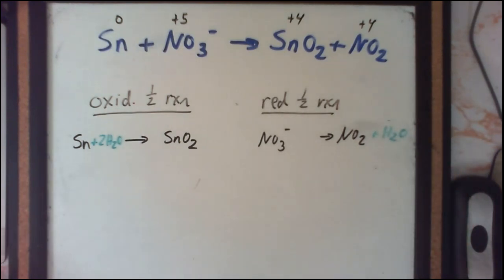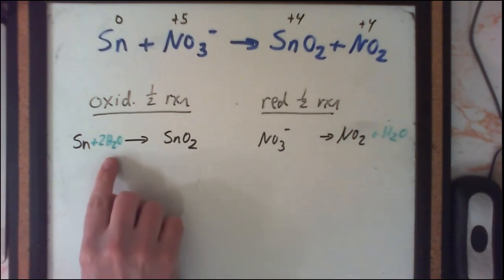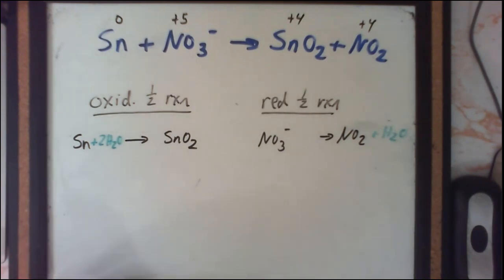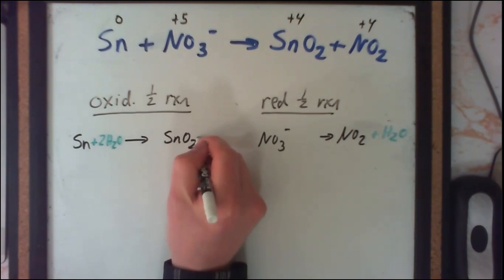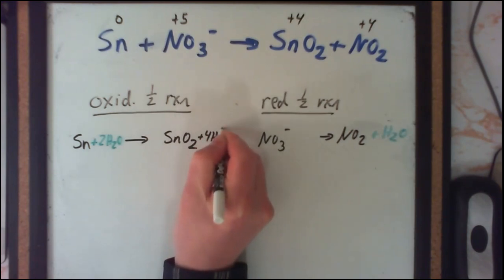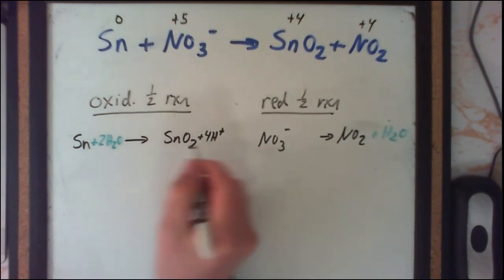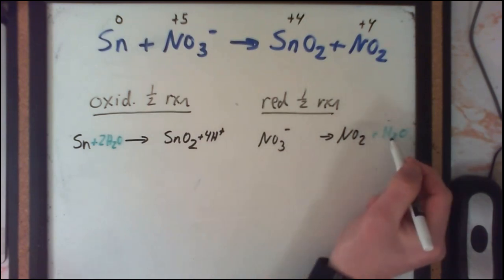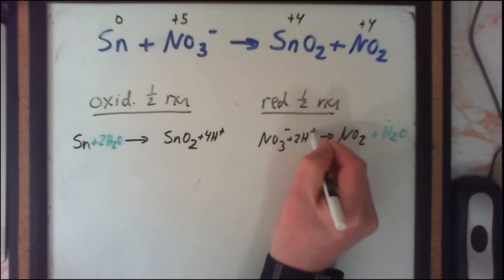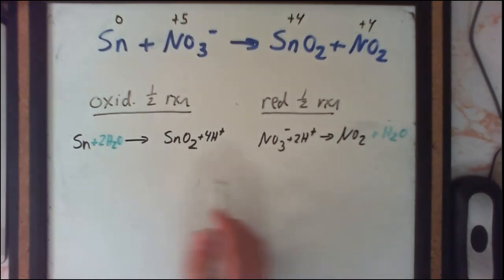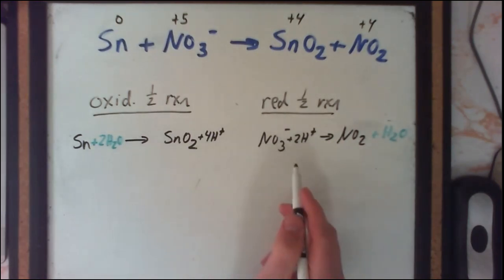The next step is to balance the hydrogens using hydrogen ions, H+ ions. That's why it's an acidic solution. Hydrogen ions are readily available. We have 4 hydrogen atoms, so I need to have 4 hydrogen ions. We have 2 hydrogen atoms, so I need to add 2 hydrogen ions. Everything at this point should be mass balanced.